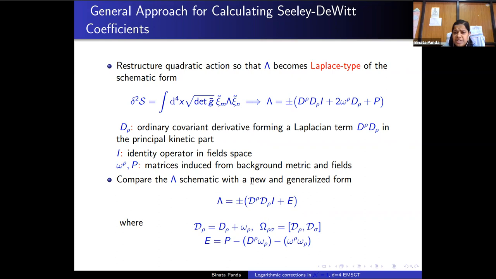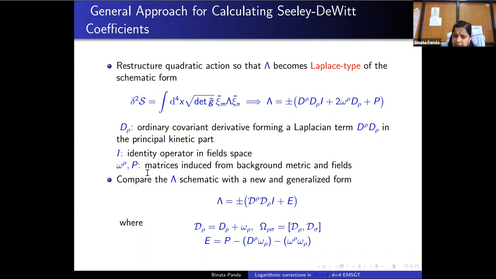You start by restructuring the quadratic action Λ such that Λ becomes Laplace type. If you remember, the set of fields is φ_n. Λ in general will have some double derivative terms, some terms linear in the derivative operator, and some terms with only the fields. D_ρ is the ordinary covariant derivative in the background metric, forming the Laplacian of the ∇_ρ type. And this I is the identity operator in the field space, not just the identity operator in four dimensional space.